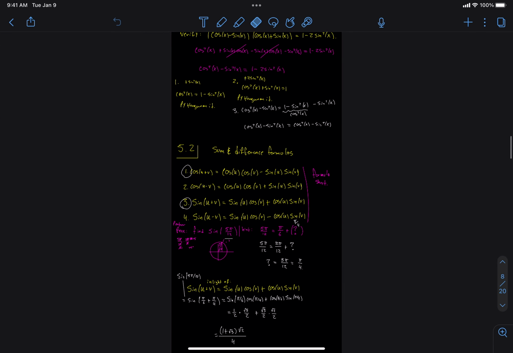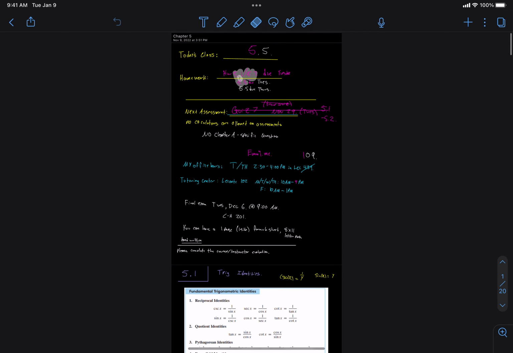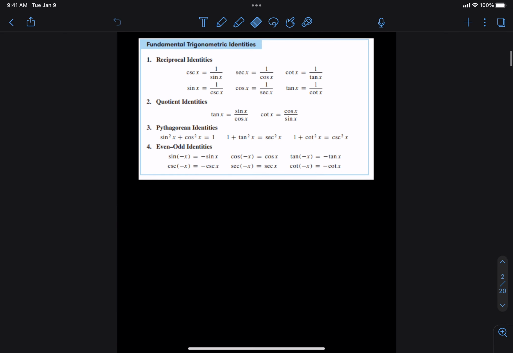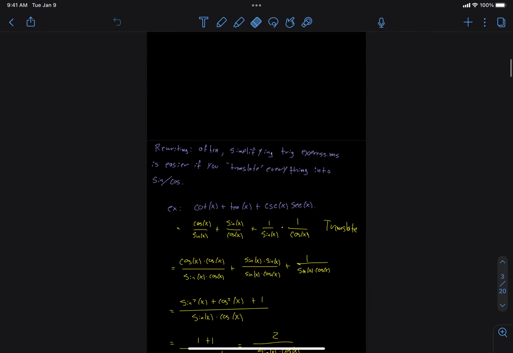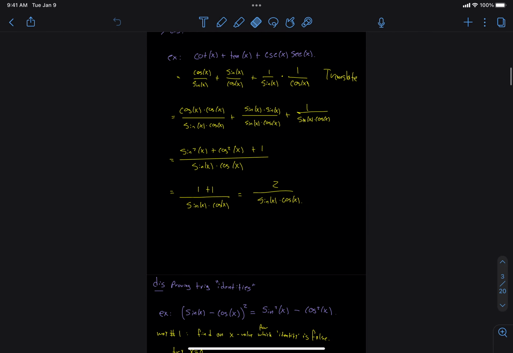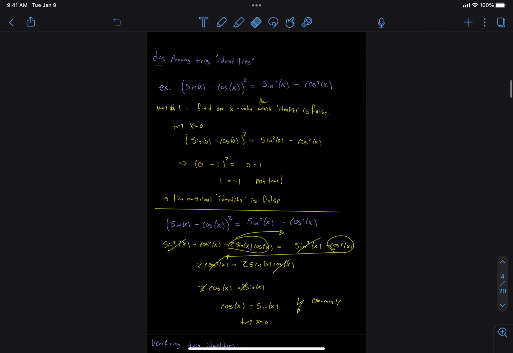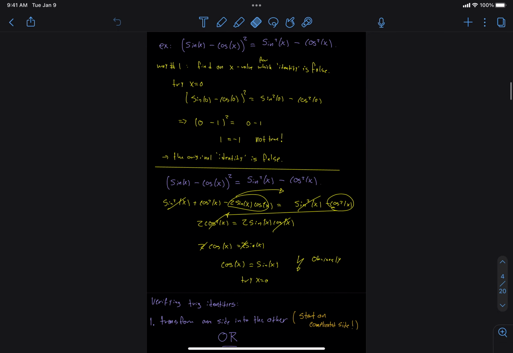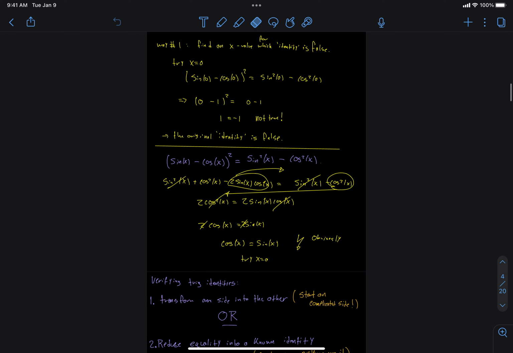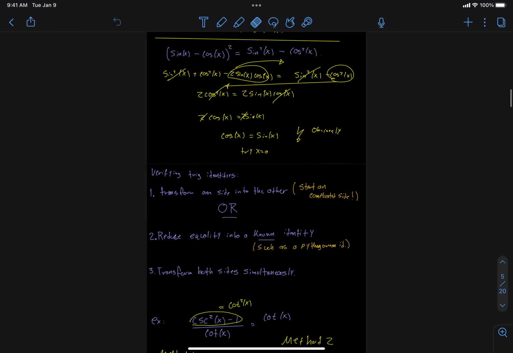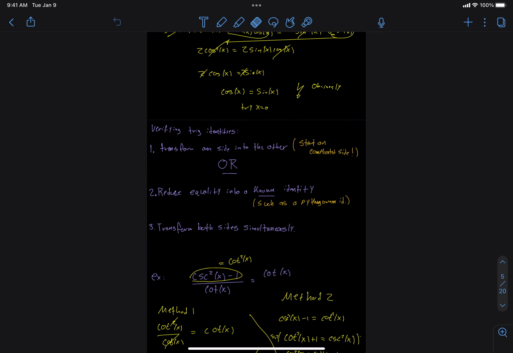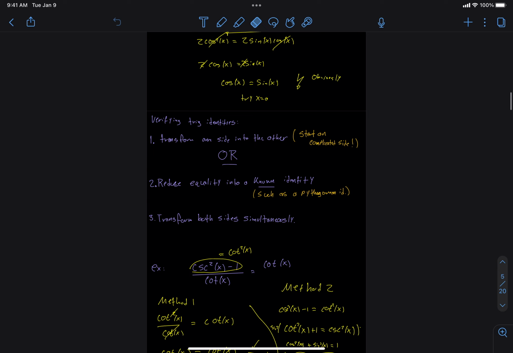Chapter 5, 5.1 was all about trigonometric identities: reciprocal identities, quotient identities, Pythagorean identities, and even and oddness of sine and cosine. And during this, we learned how to verify and disprove trigonometric identities. Namely, to disprove, you have to find one input for which the identity is not true. To prove, we have to reduce both sides to an obvious equivalence or another known identity, like a Pythagorean identity or something like that.